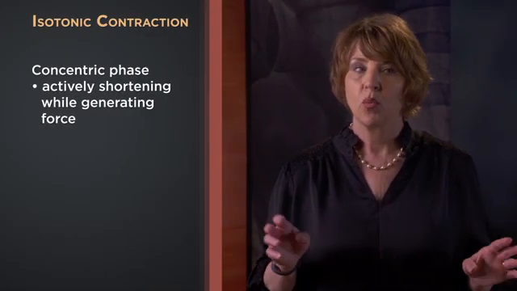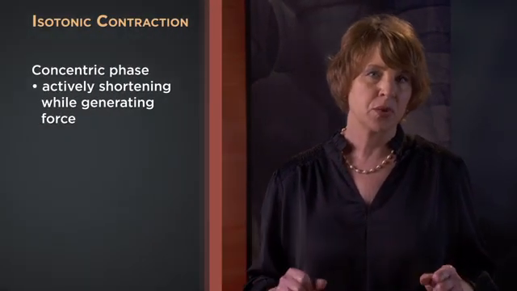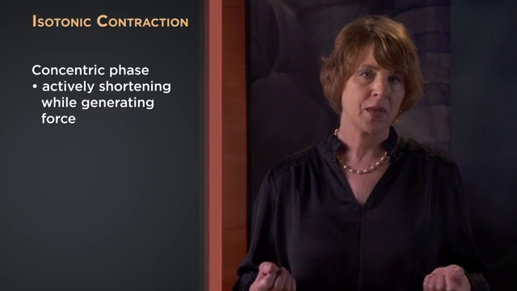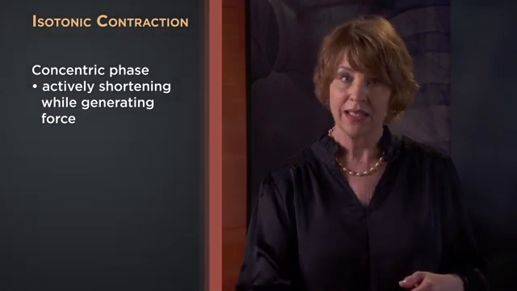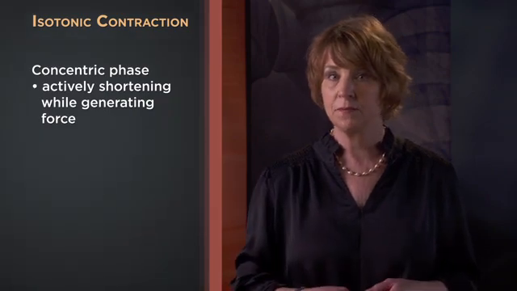The other type of muscle contraction is known as an isotonic contraction, which translates to maintaining the same tension, but that terminology isn't exactly accurate. An isotonic contraction is made up of two phases, a concentric phase and an eccentric phase. When a muscle is actively shortening to generate force and move an object, that's a concentric contraction, like lifting a weight by flexing the elbow.